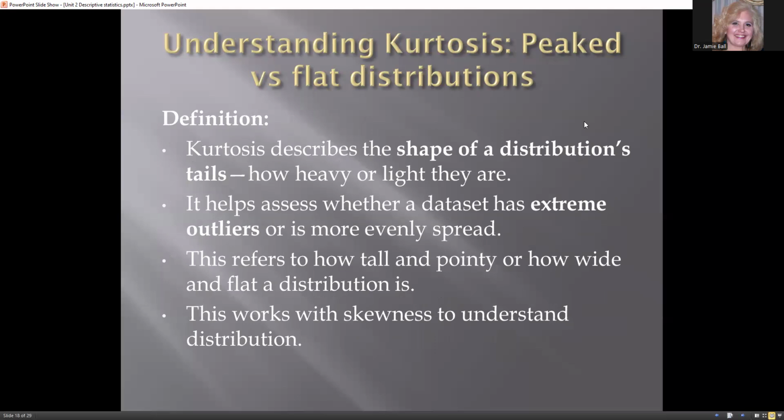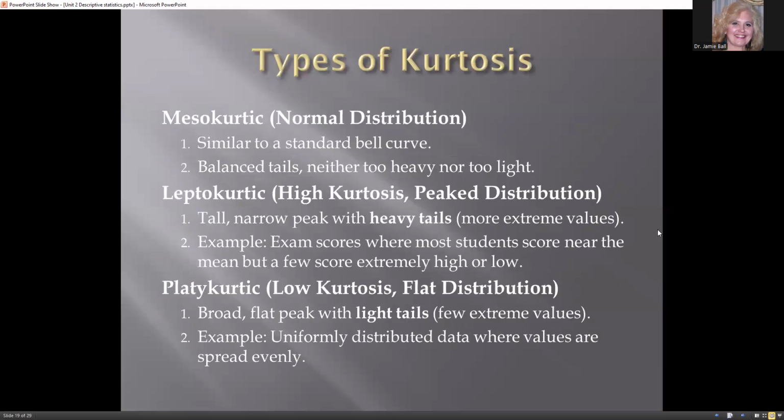So now let's talk about kurtosis, peaked versus flat distribution. So kurtosis describes the shape of a distribution's tails. How thin or thick are they? How tall and spiky is your data distribution, or flat is it? It helps us assess whether a data set has extreme outliers or is more evenly spread. Okay, this works with skewness to understand our distribution.